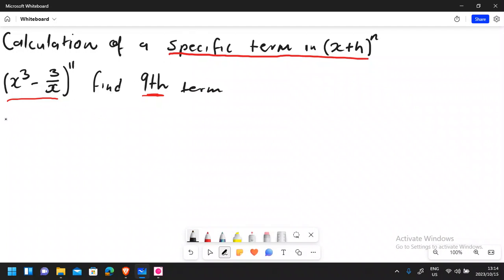Now, the formula, it goes like this: t, and then we have r plus 1. This is equal to n factorial divided by r factorial, open bracket, n minus r factorial, and then this is going to be multiplied by x to the power of n minus r multiplied by h to the power of r.